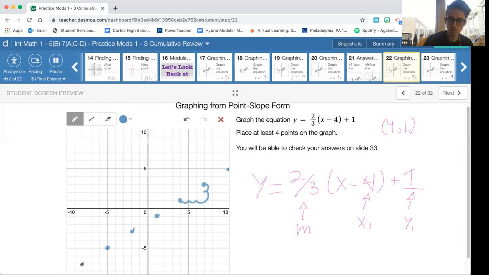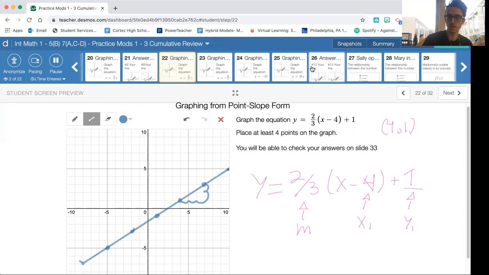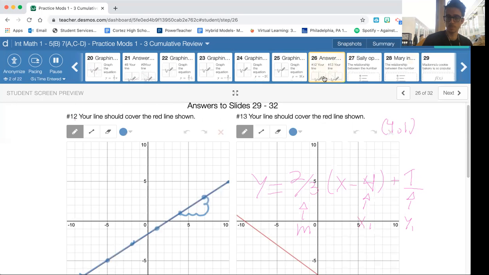Pretty fun. Map that line, have it go through all of them, call it a day, and check your work because you can do that. Look, there it is. It's right there. Done.